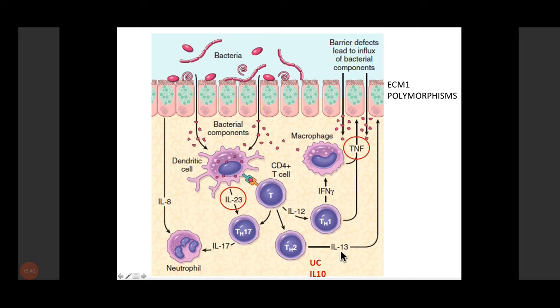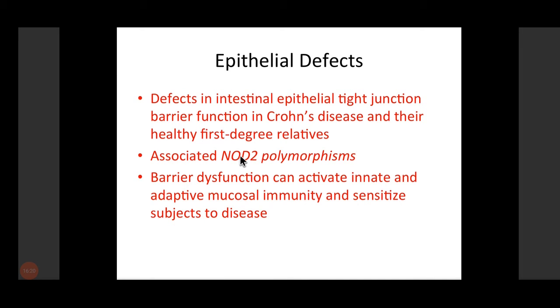Both interleukin 10 and 13 are produced, and they in turn cause production of tumor necrosis factor and further injury to the epithelial components. So there may be further polymorphisms in the extracellular matrix domain 1, which lead to defects in the intraepithelial tight junctions. So if these intraepithelial tight junctions are defective, again the bacterial components can enter the mucosa easier. So it is an interplay of all these factors that is part of the pathophysiology of inflammatory bowel diseases.